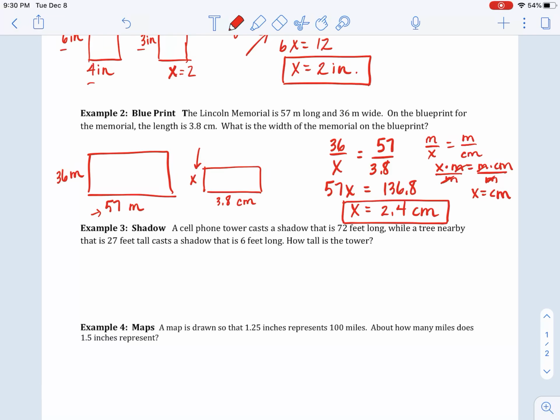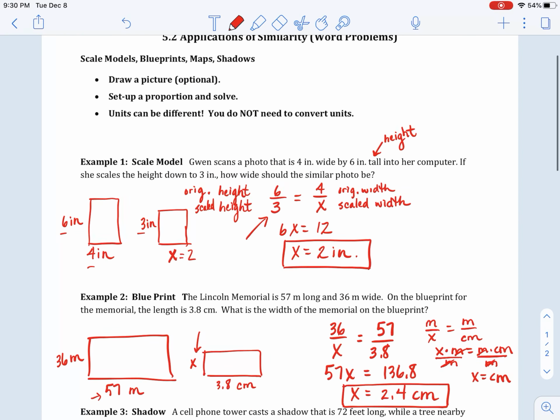So again, if that didn't make sense, that's fine, as long as you remember what I put at the top of the notes, that the units can be different. You do not need to convert. And then remember what I said when you're doing the problem.